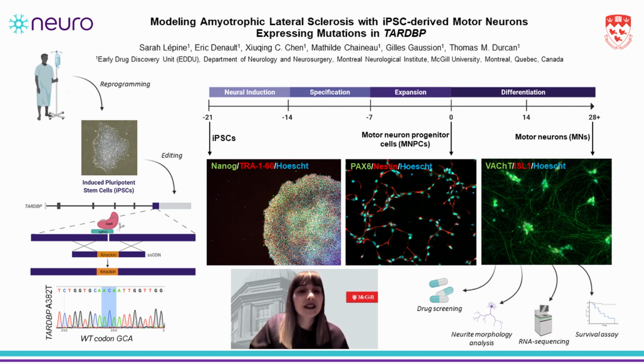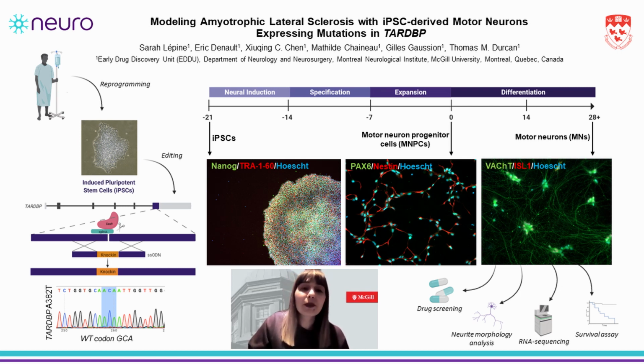Using CRISPR-Cas9, we edited a control iPSC line and generated 2 knock-in lines expressing ALS-causing mutations in the gene TARDBP. TARDBP encodes TDP-43, which is the main component of aggregates, the pathological hallmark of this disease. Successful introduction of the mutation was confirmed by sequencing, as well as digital droplet PCR. We also confirmed that both lines express the pluripotency markers, including NANOG and TRA-1-60, and display a normal karyotype.